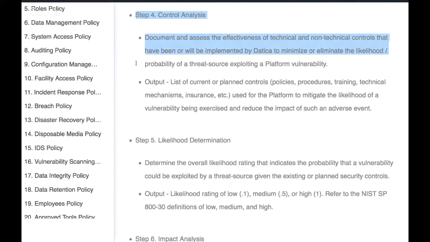Step 4, control analysis. Document and assess the effectiveness of technical and non-technical controls that have been or will be implemented by Datica to minimize or eliminate the likelihood, probability of a threat source exploiting a platform vulnerability.